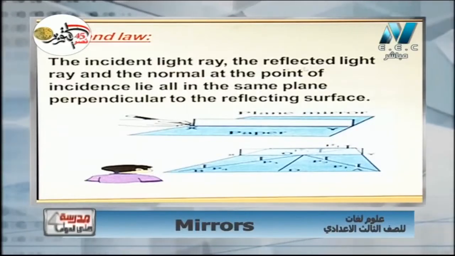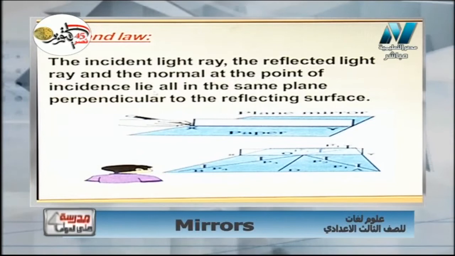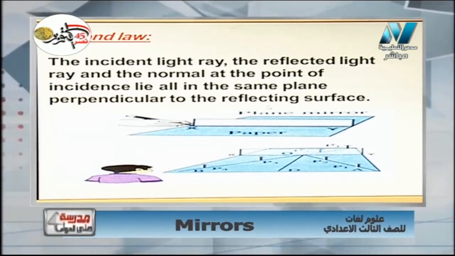This is the second law of light reflection. So what's the second law of light reflection? The second law of light reflection: the incident light ray, the reflected light ray, and the normal line are all on the same plane, which is perpendicular to the reflecting surface. Okay, let's see it together. The second law: the incident light ray, the reflected light ray, and the normal at the point of incidence lie in the same plane perpendicular to the reflecting surface.